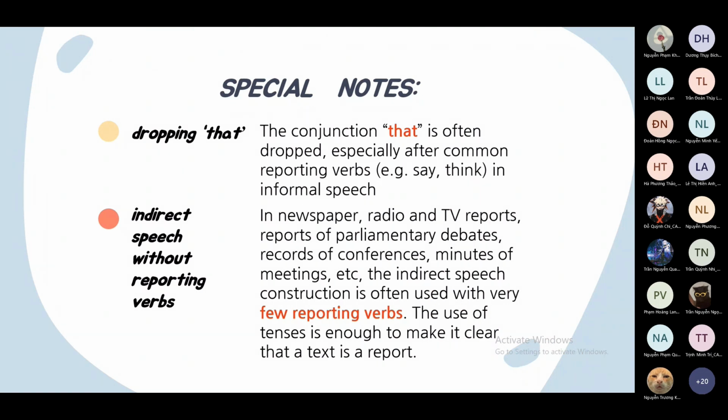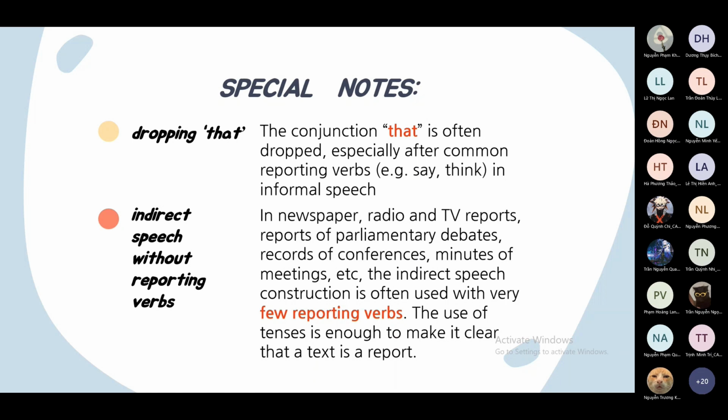So there are some special notes that you should know in reported speech. First is about dropping that. The conjunction that is often dropped, especially after common reporting verbs like say or think in informal speech. So, like in this sentence, she said that she had had enough. We can omit the word that so that the sentence is shorter.